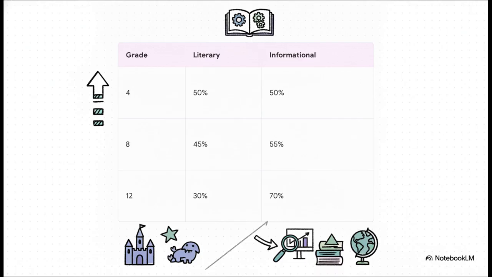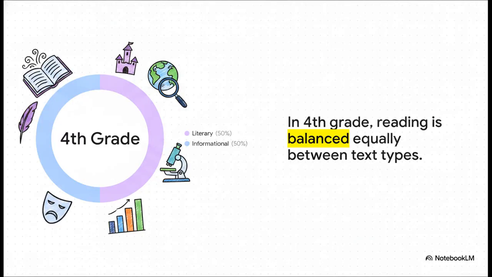Based on the 2009 National Assessment of Educational Progress, or NAEP, reading framework, there's an expected distribution of what students should be reading. The standards align instruction precisely with this framework, and you can see a massive shift from grade 4 down to grade 12. Let's break that down a bit.